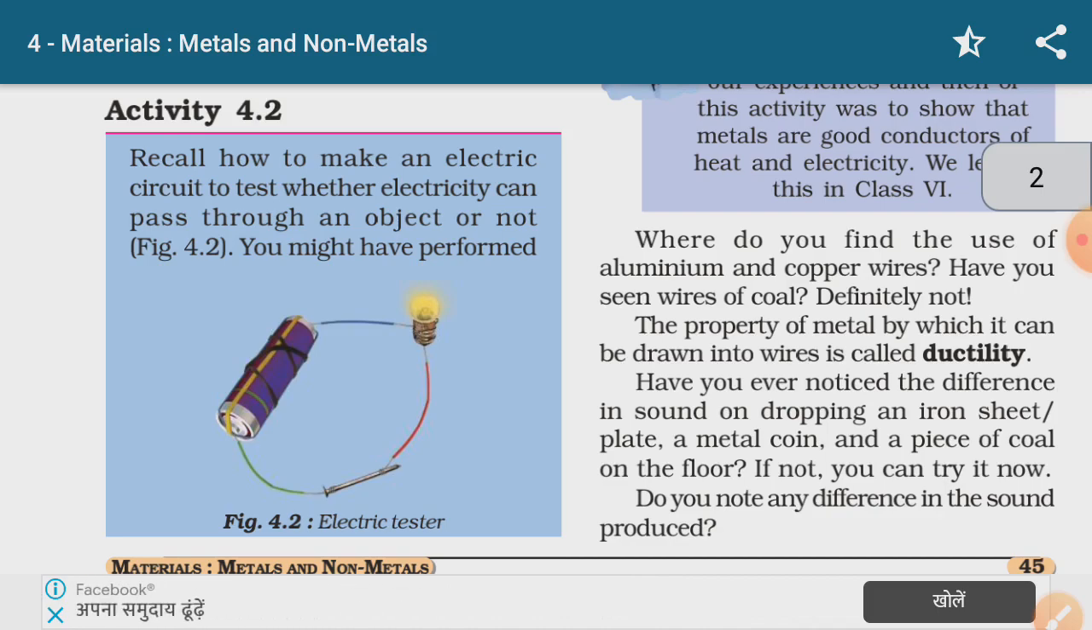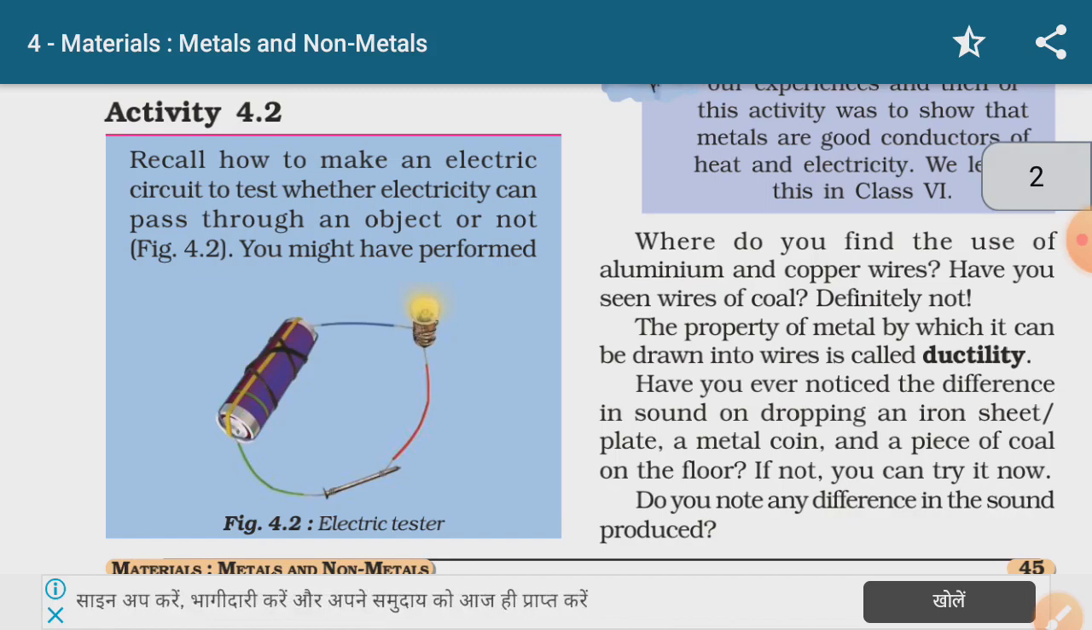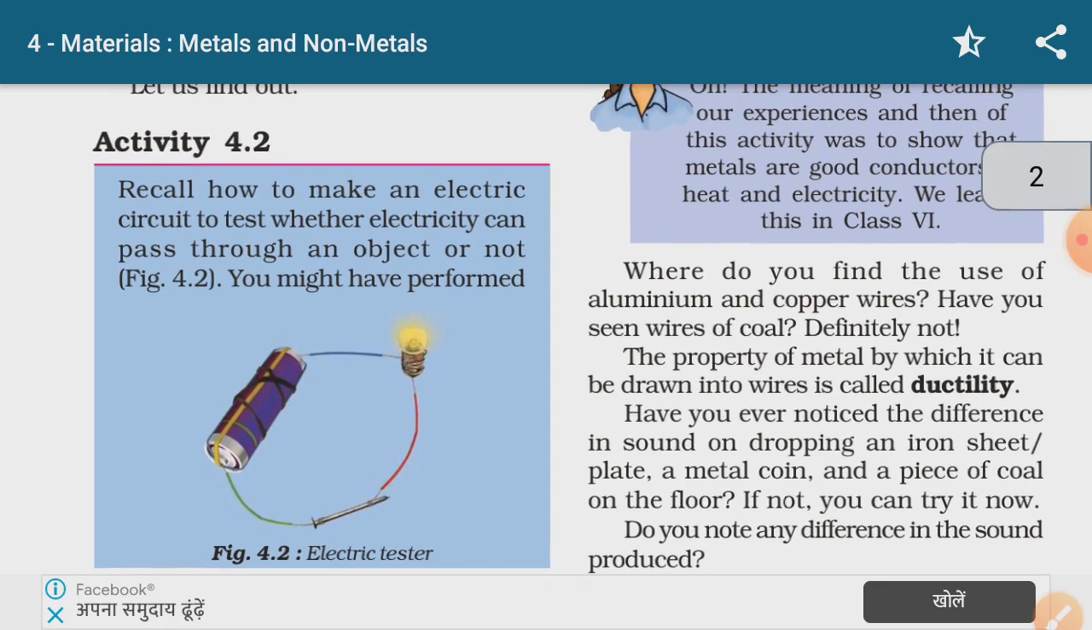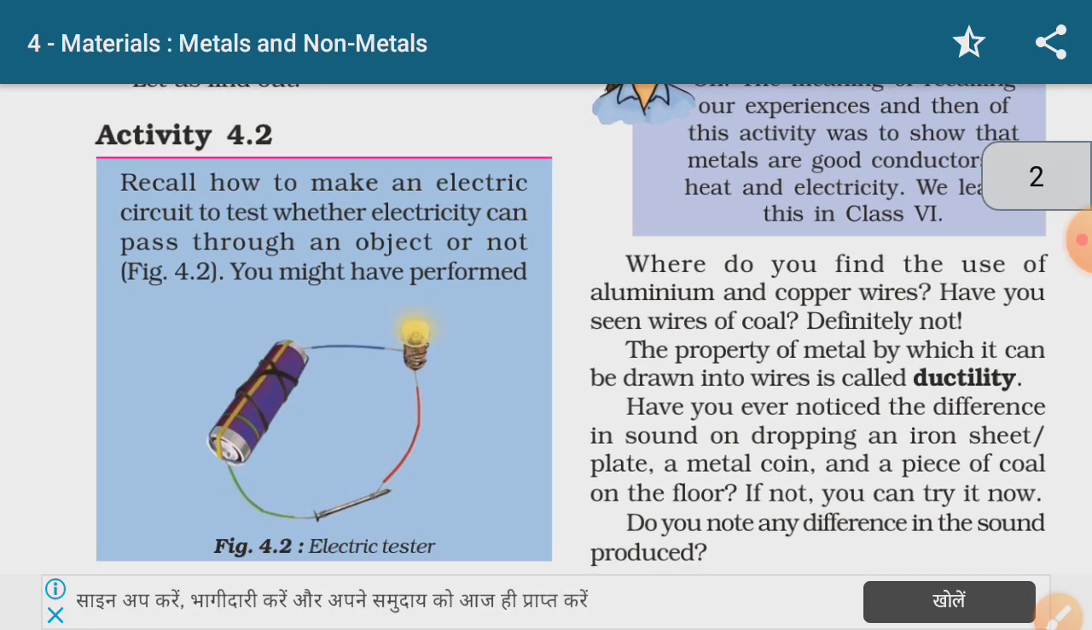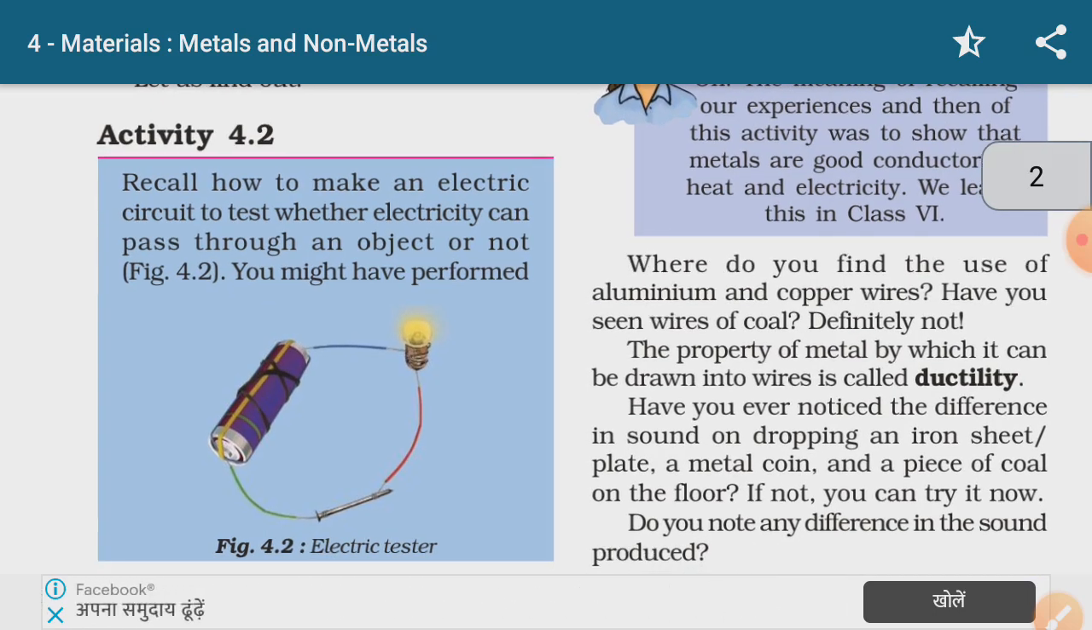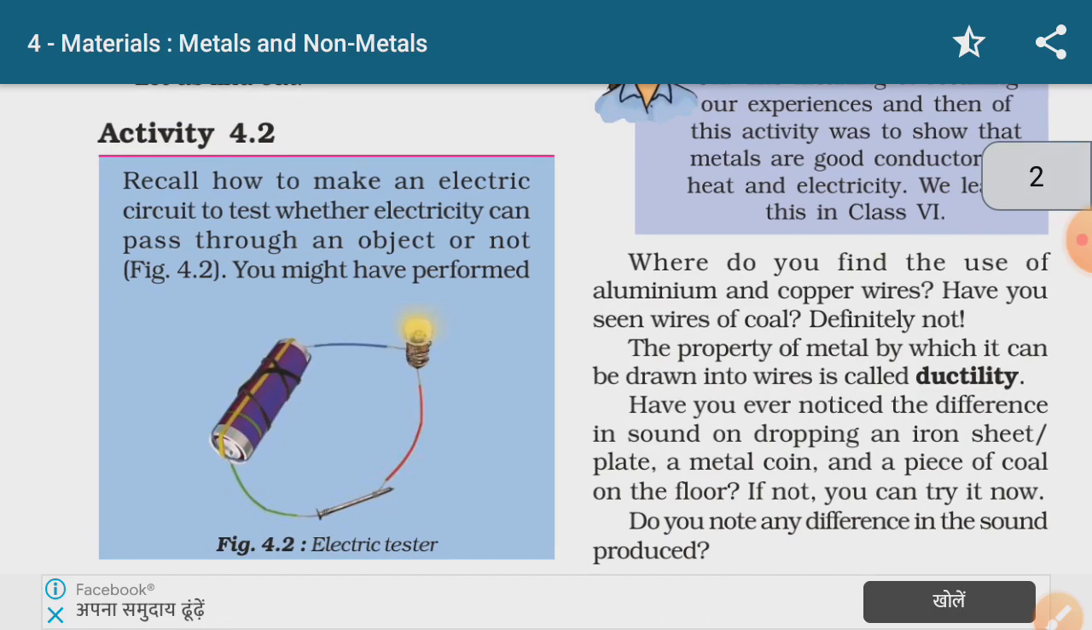You can replace iron with any other non-metal and you will find that the bulb will not glow. It means non-metals don't have electrical conductivity. Non-metals are poor conductors of electricity. So you can make your electric tester at home and you can test different materials and find out which one is a conductor and which one acts as an insulator.